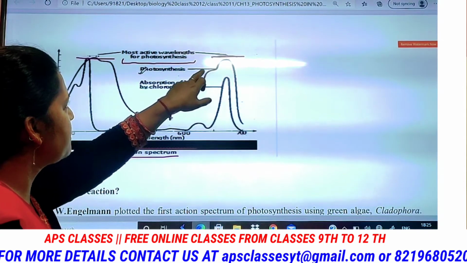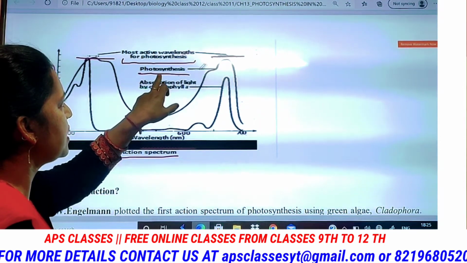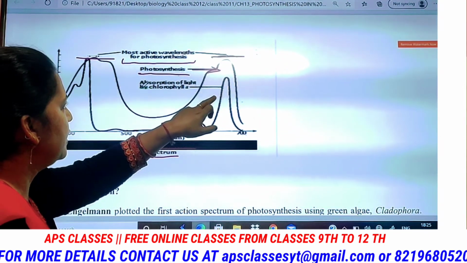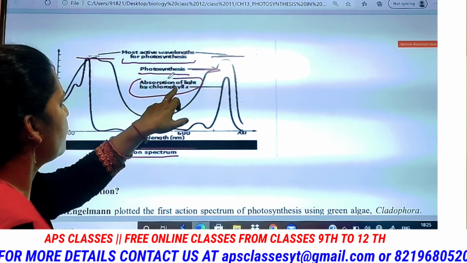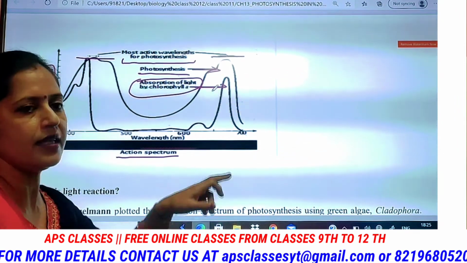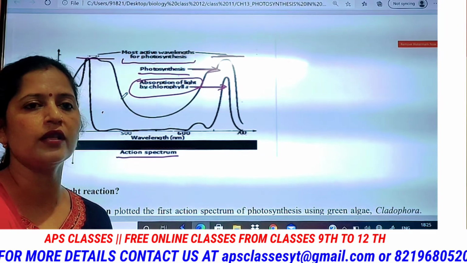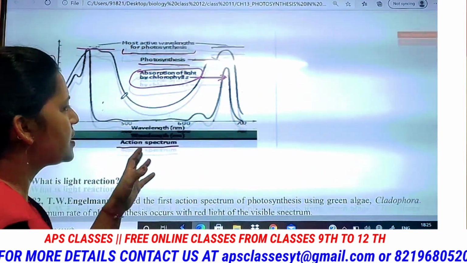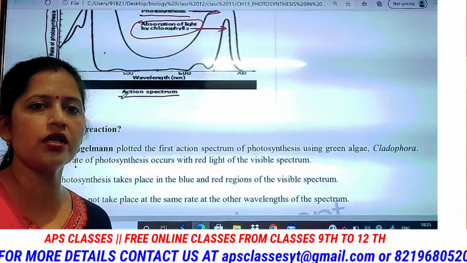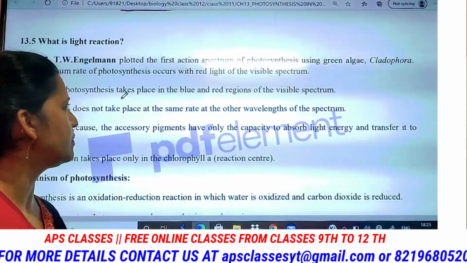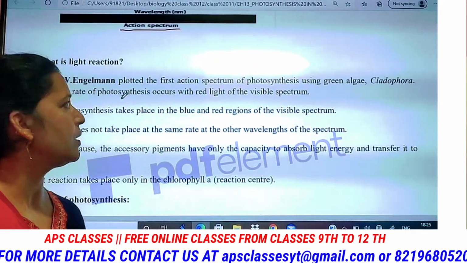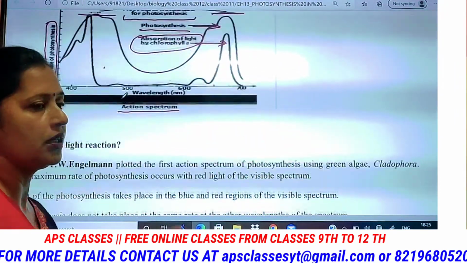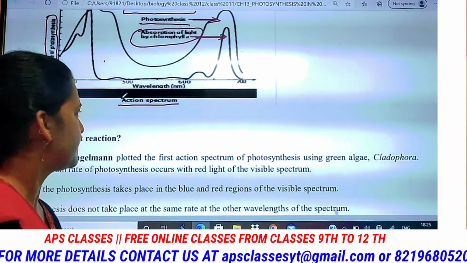And what is in the middle is the process of photosynthesis. And if we go down, that is the absorption of light by the chlorophyll A. This light is absorbed by the chlorophyll A. So this is the graphic representation of the action spectrum, and this graph is plotted between wavelength as well as the rate of photosynthesis.